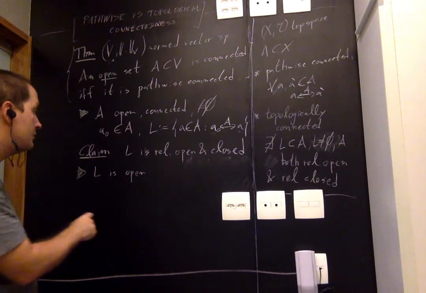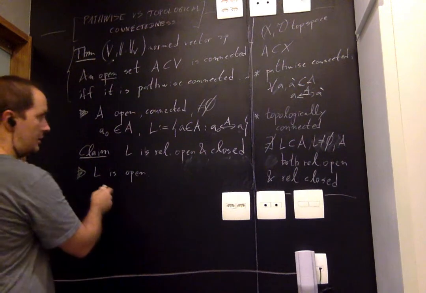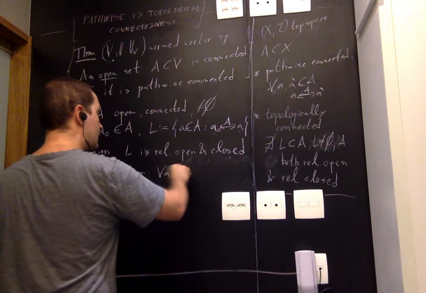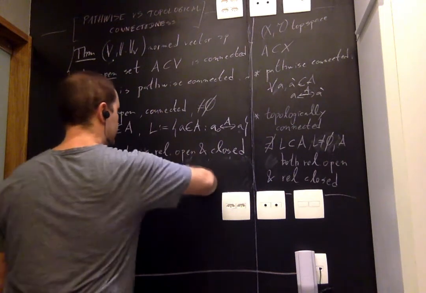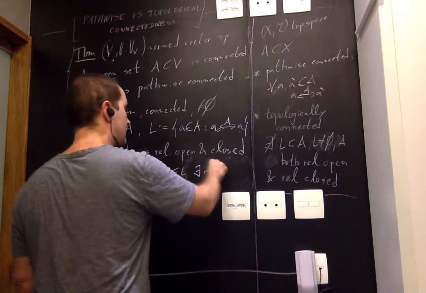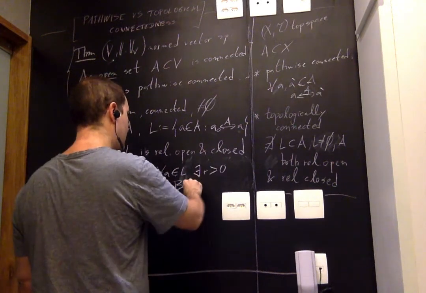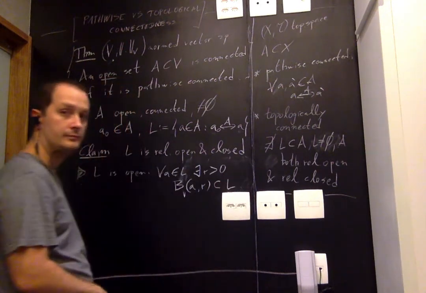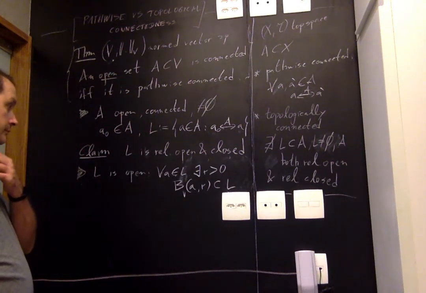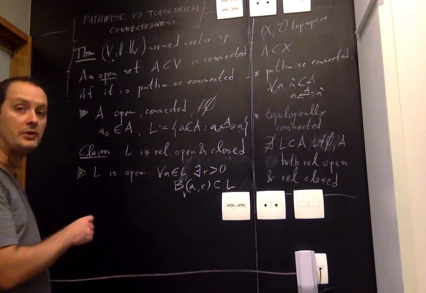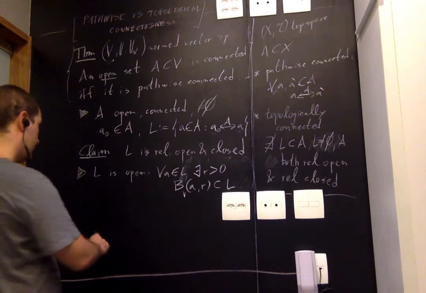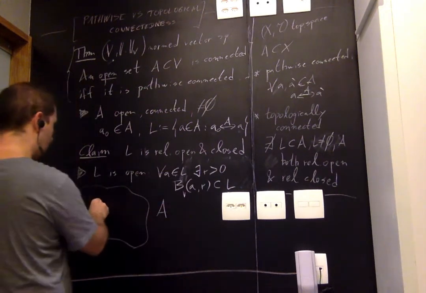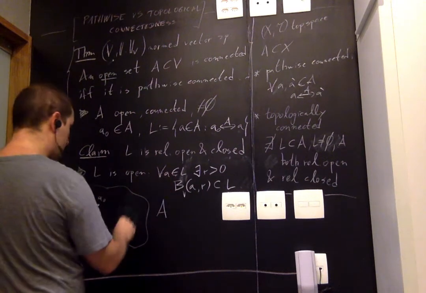So let's prove that L is open. How do we prove this? Okay, it's simple, right? We need to show that given an element A of L, there exists a positive radius such that this ball around A is entirely contained in L. Okay, how do we do this? I'm going to draw a picture and hopefully this will be enough. So we have A over here. We have A naught.